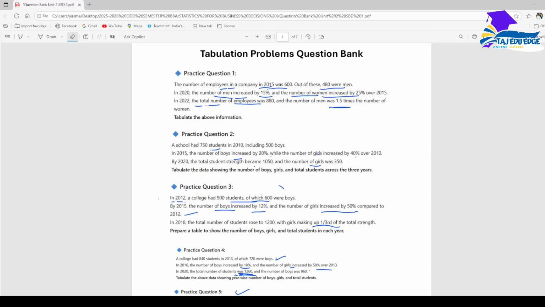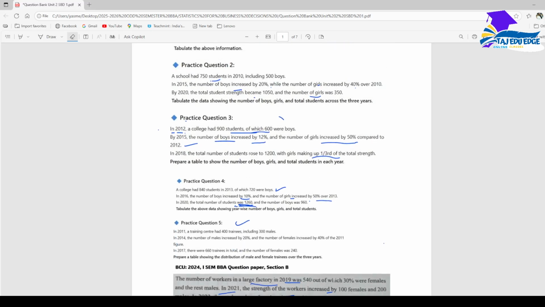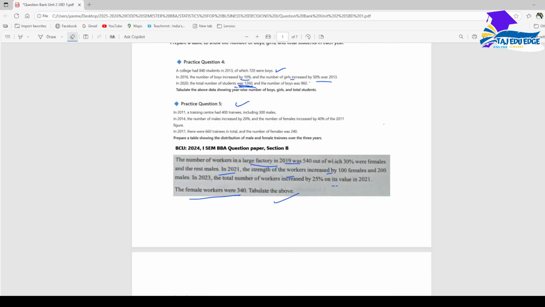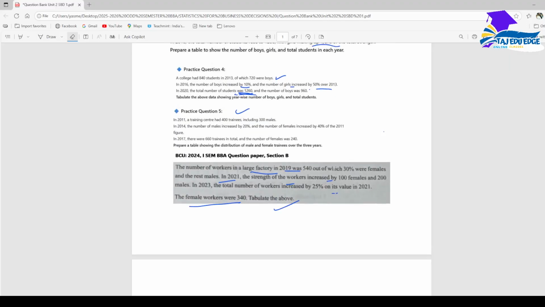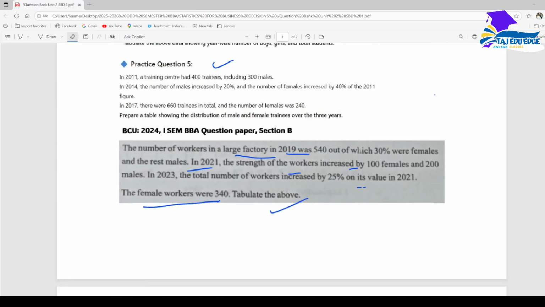Okay, question number 1, question number 2, question number 3, question number 4. Next, question number 5, question number 6. This is a previous year question which you can observe here. You can solve it by yourself, which I have solved. Similar kind of question which I have solved, that will help you understand and solve this question.